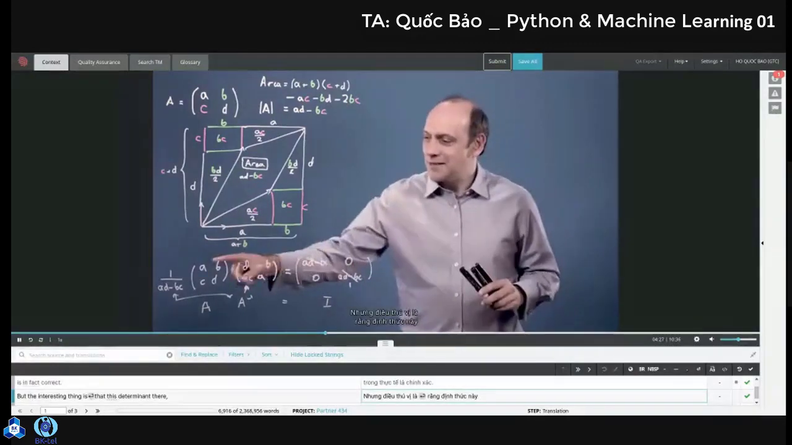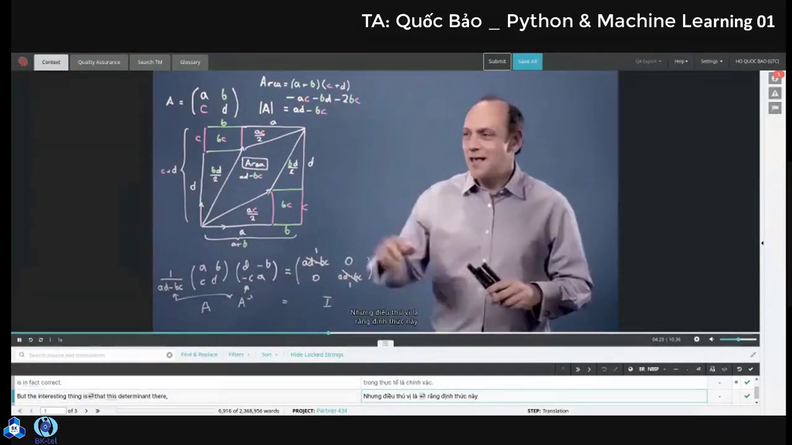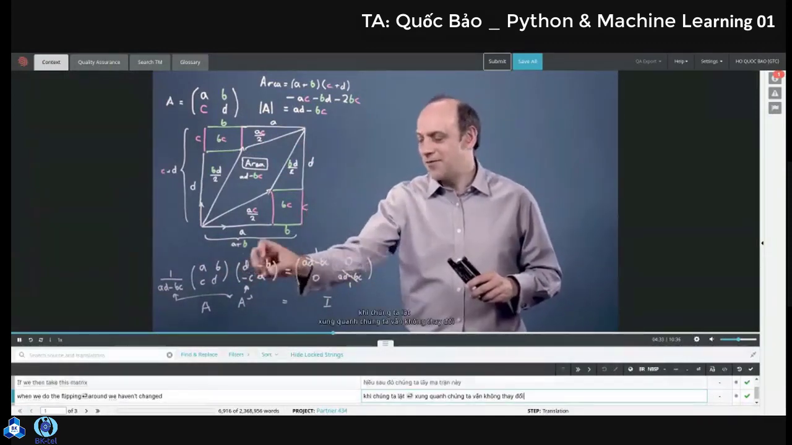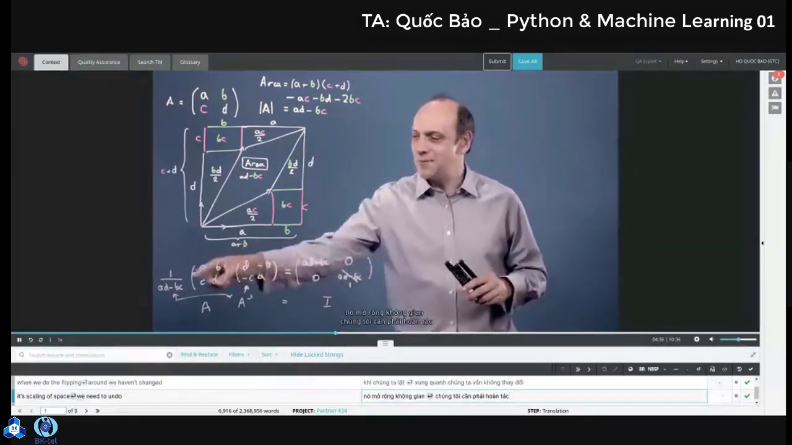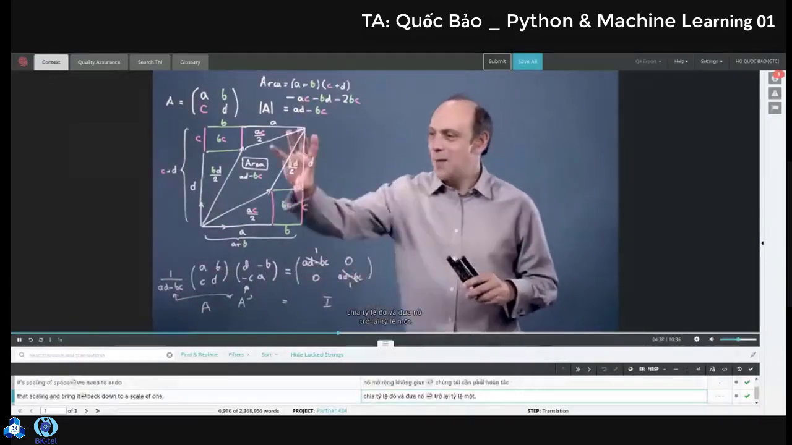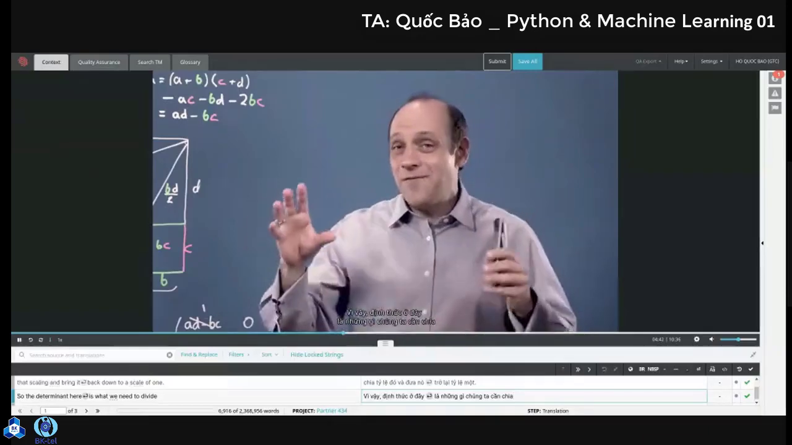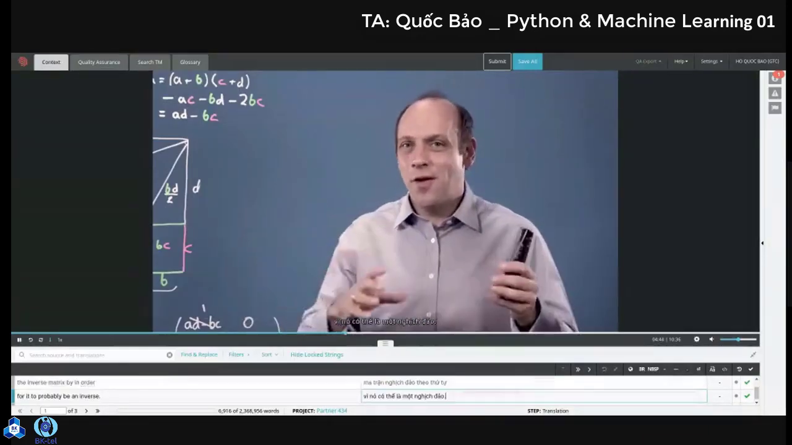But the interesting thing is that this determinant, this amount that it scales space, when we do the flipping around, we haven't changed its scaling of space. We need to undo that scaling and bring it back down to a scale of 1. So the determinant here is what we need to divide the inverse matrix by in order for it to properly be an inverse.